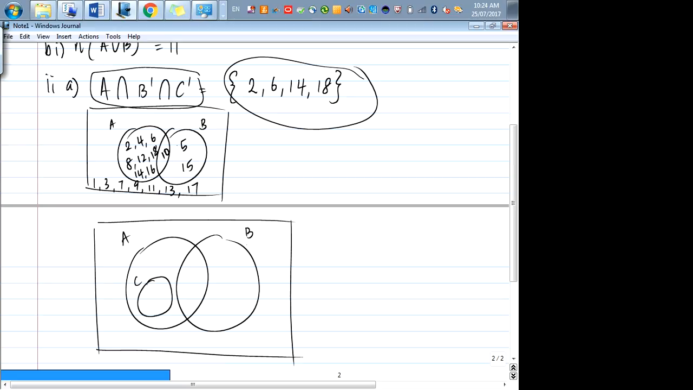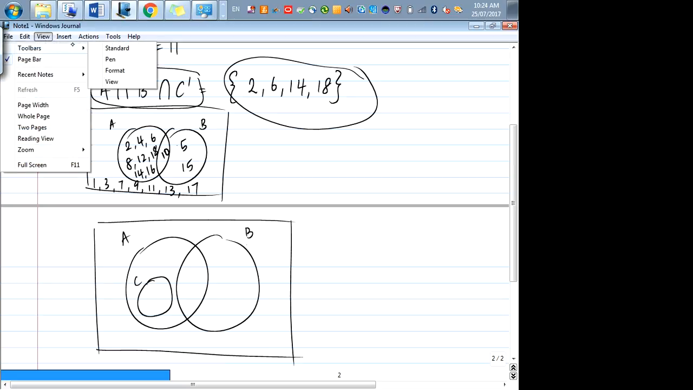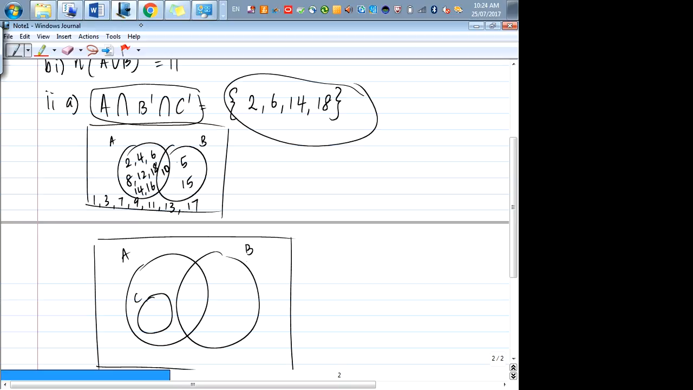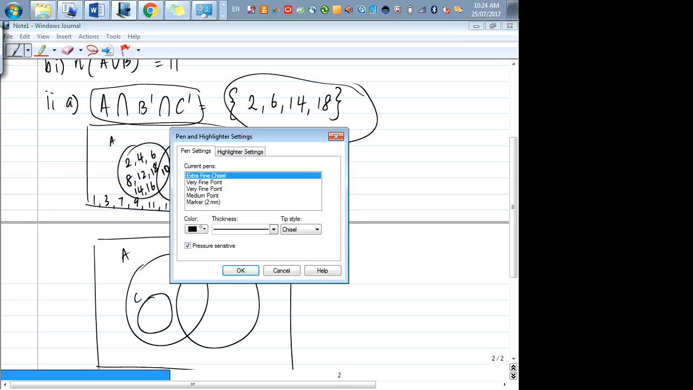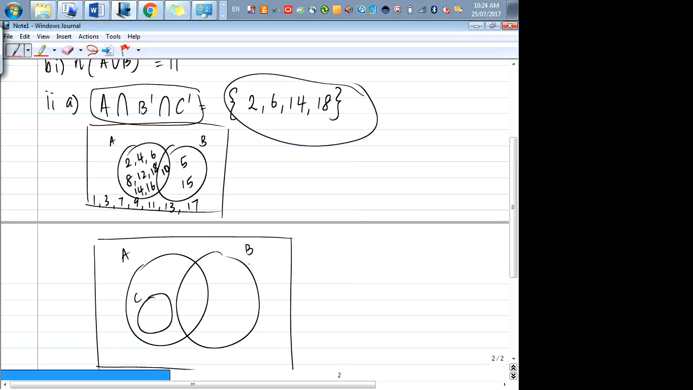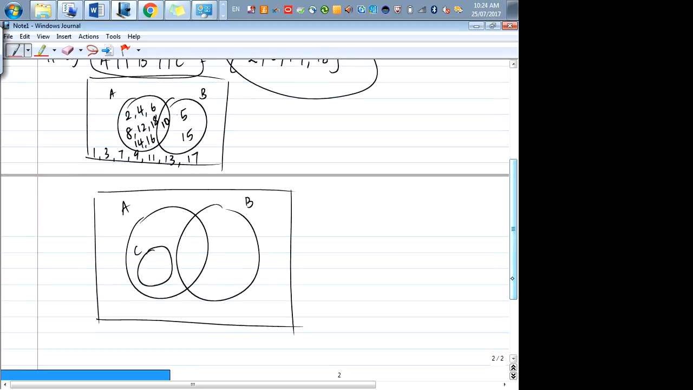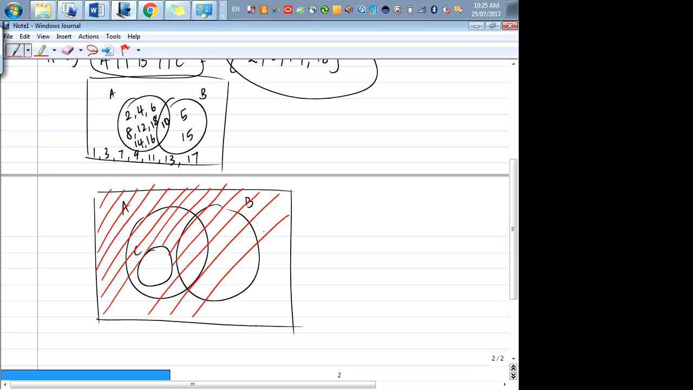So C complement, what does it look like? So in red color, I'm going to shade C complement. So that is everything except for C. Okay, in red color, C complement.